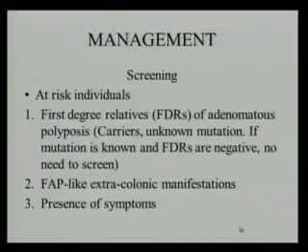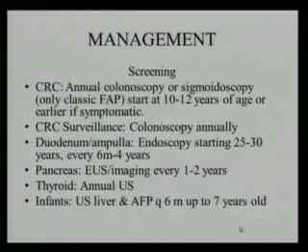If the patient has FAP-like extracolonic manifestations, or again, the presence of symptoms should always direct you toward screening of these patients. So what do we do with screening? We do annual colonoscopy or sigmoidoscopy. We start at the age of 10 to 12 years old, unless the patient is symptomatic earlier than this. We have a kid in our practice who was scoped at the age of 7 and found to have polyps.